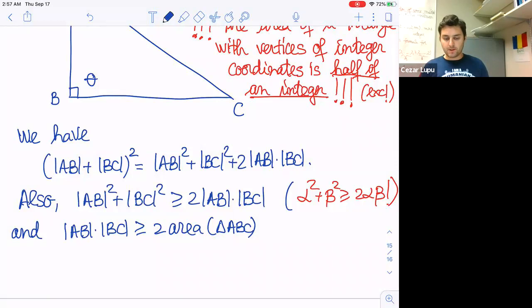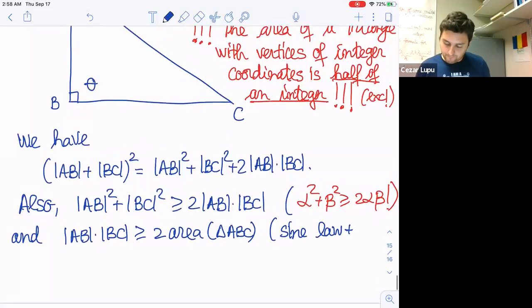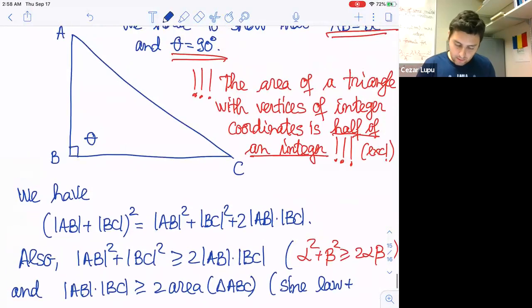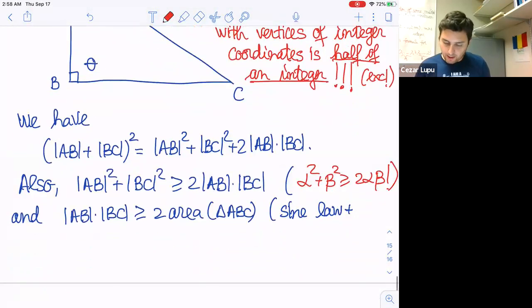In other words, this is just... well, you can use here the law of sines. Right? And also you use the fact that the sine law plus this fact here, plus, let's call this fact, plus the fact above.